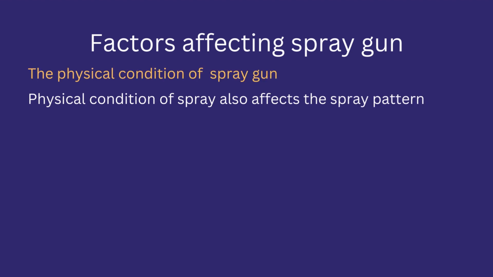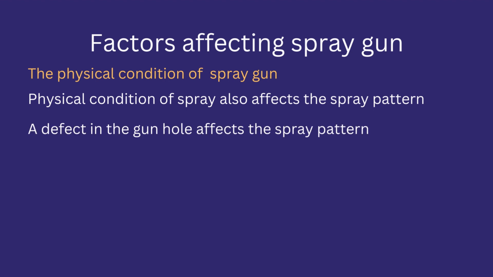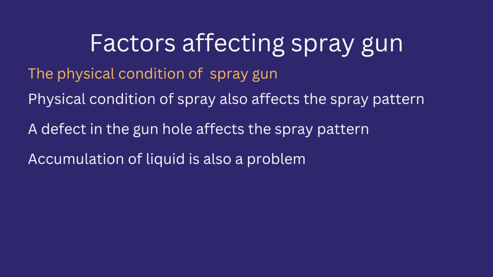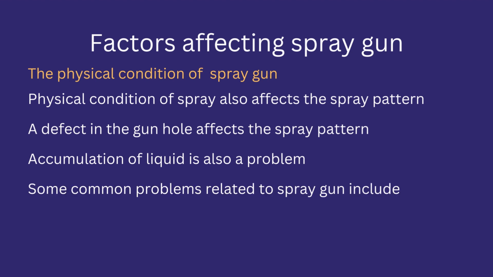Physical condition of spray guns. The physical condition of the spray gun also impacts the spray pattern. If the physical condition is satisfactory, it results in optimum performance and quality in the final finished form. Additionally, the hole of the spray gun is also critical as a minor defect can damage the spray pattern. Accumulation of liquid on the spray gun head is a problem which blocks the hole and similarly affects the performance.